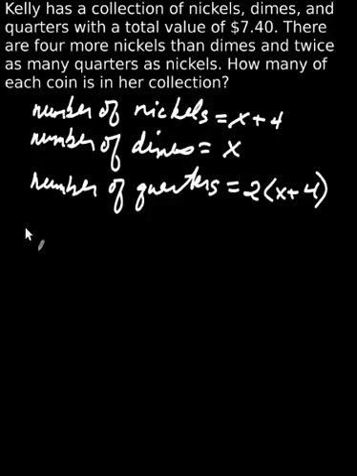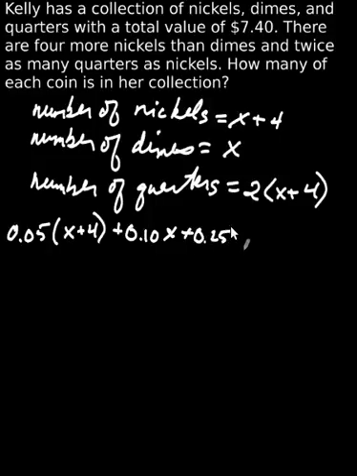So you take the nickel worth, which is 5 cents, 0.05, and you multiply it by the number of nickels that she has, x plus 4. And you do the same thing with dimes. Every dime is worth 10 cents. And how many dimes does she have? Well, x. And likewise for quarters, every quarter is worth 25 cents. And how many quarters does she have? Well, she has 2 multiplied by x plus 4 quarters.